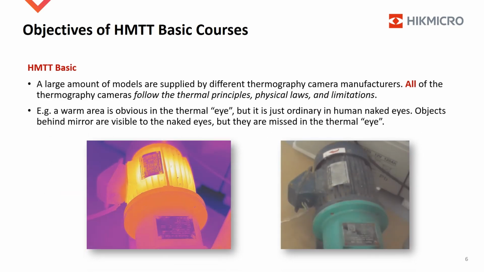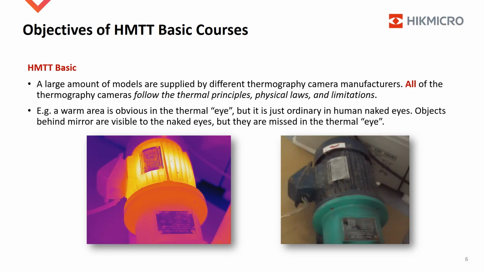In the second part, we will introduce objectives of HMTT basic courses. There is a large amount of models supplied by different thermography camera manufacturers. All of the thermography cameras follow the thermal principles, physical laws, as well as limitations. For example, as shown in the picture, the warm area is obvious in the thermal eye, but it is just ordinary in human naked eyes. In another case, objects behind a mirror are visible to the naked eyes, but they are missed in the thermal eye.